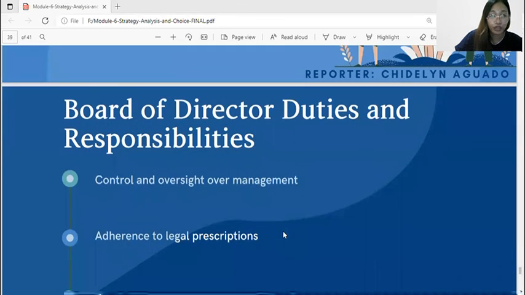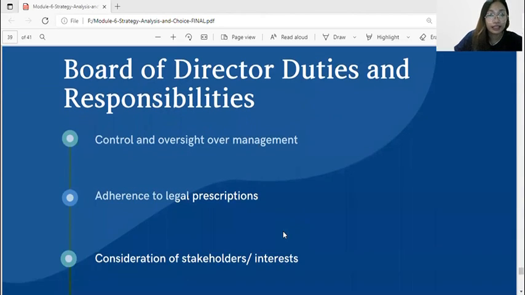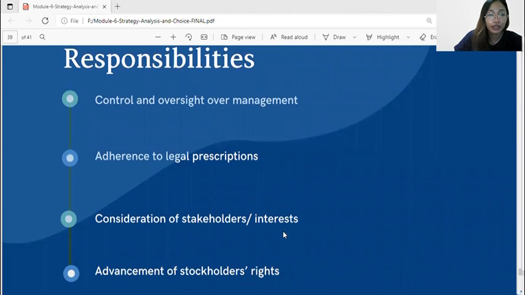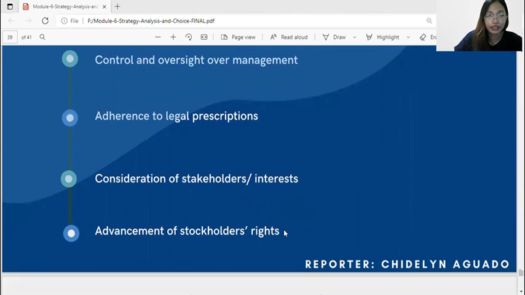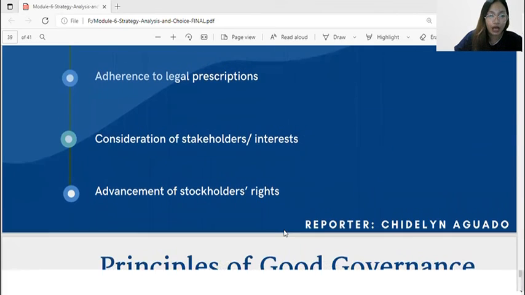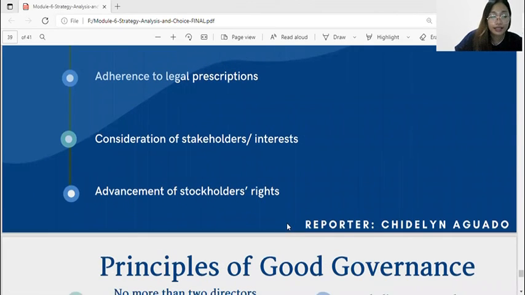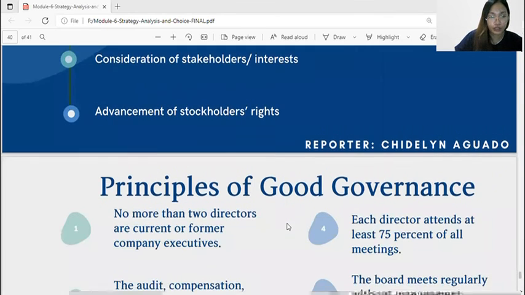Next, we have the board of directors' duties and responsibilities. These are control and oversight over management, adherence to legal prescriptions, consideration of stakeholders' interests, and advancement of stockholders' rights. So, in a broad sense, a corporate board of directors acts as a fiduciary for shareholders.